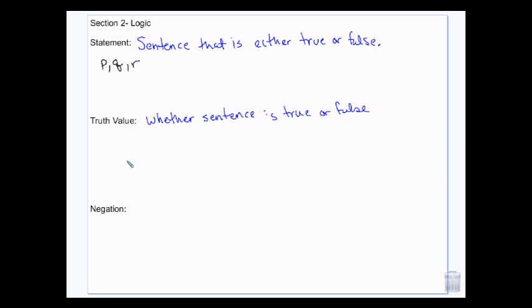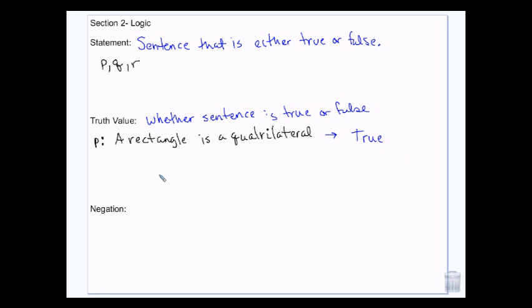Okay, so if I said that the sentence P was that a rectangle is a quadrilateral, okay? A rectangle is a quadrilateral. Is this statement true or false? It's true.